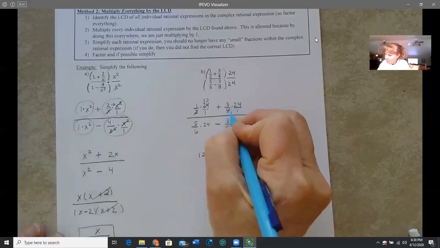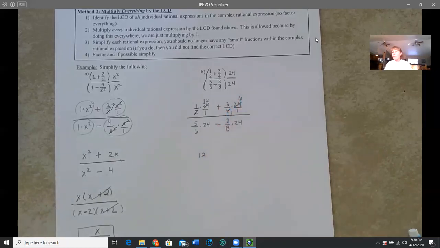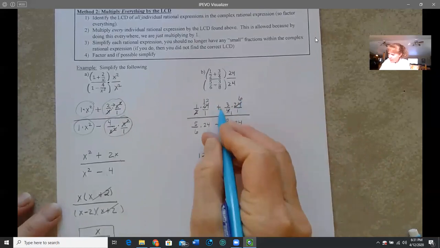3/4 of 24. So 4 goes into here once, 4 goes into here 6. I'm reducing before I multiply. I just like to work with smaller numbers. So I'm reducing anything in the numerator with anything in the denominator. This goes back to section 7.2. If that's confusing, go back and look at that one. Once you've reduced, you can multiply straight across. So 3 times 6 gives you 18, and we have a plus in between them.